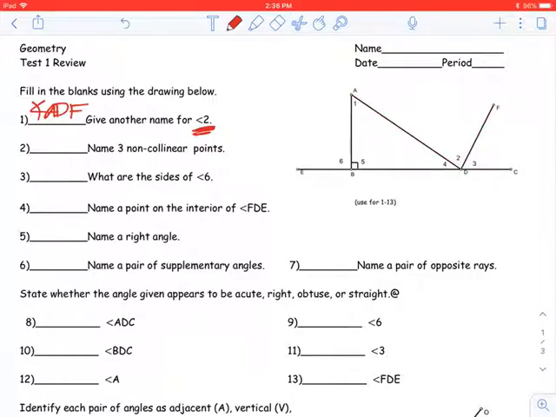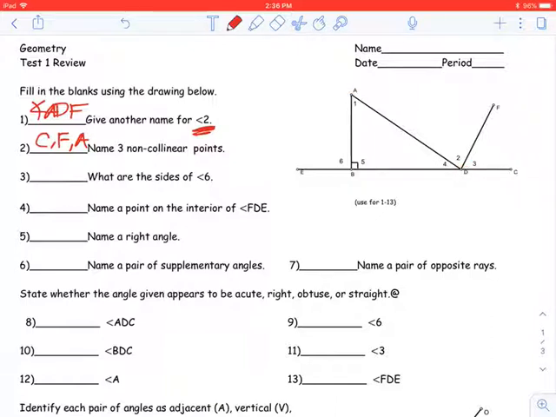Okay, so 3 non-collinear points. I just need them not on the same line. So I'm going to choose C, F, and A. Now, keep in mind, I could have actually chosen C and D as long as the third one is not on the line. So we can also do that.